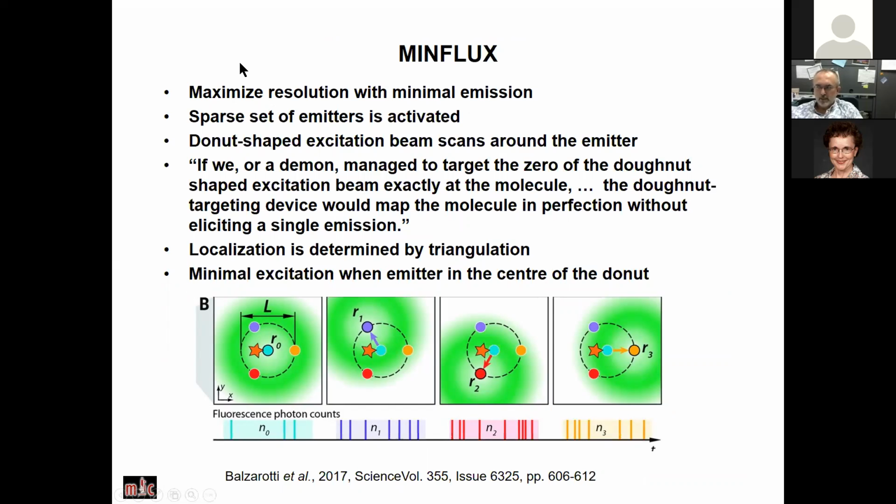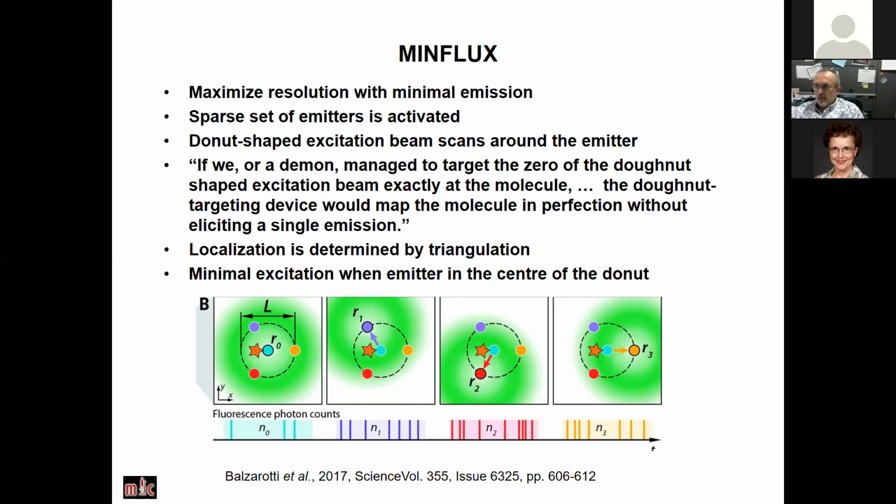So that takes us to the up-to-date, highest resolution technique, which is called MinFlux. This was developed by the same group, Stefan Hell's group in Germany, that invented the STED system. And currently Abberior Instruments is offering a MinFlux system. What it does is try to maximize your resolution or localization without emitting too many photons.